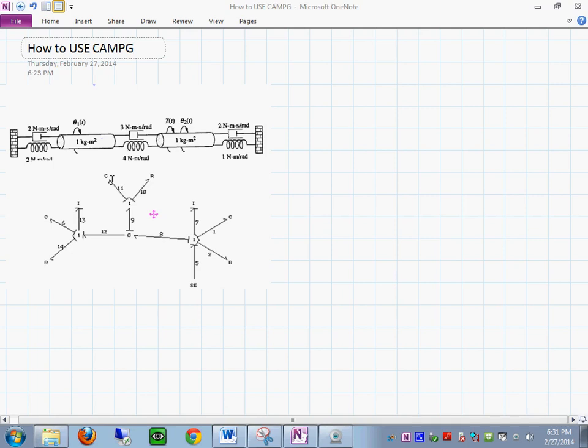Just to make sure that we are on the same page, these elements are these two. This inertia here is this one. The torque is this element over here. The other mass is this I. The C and the R are these two. And in between the two, we have these two.